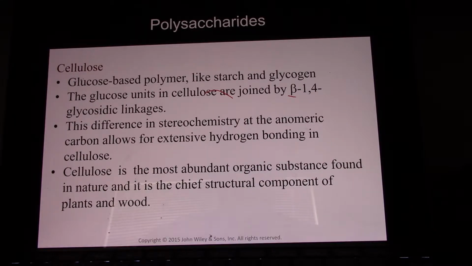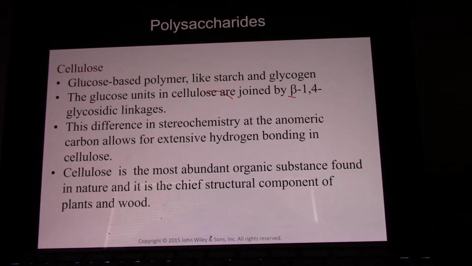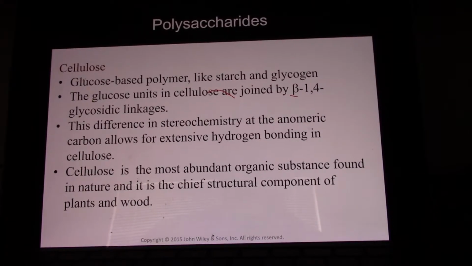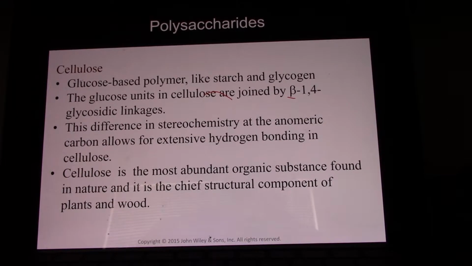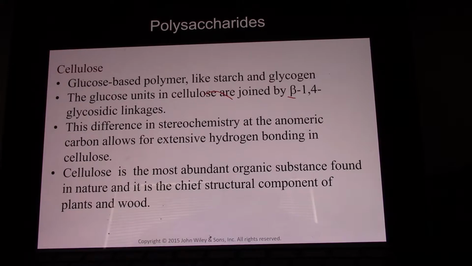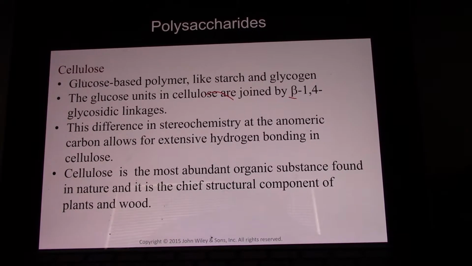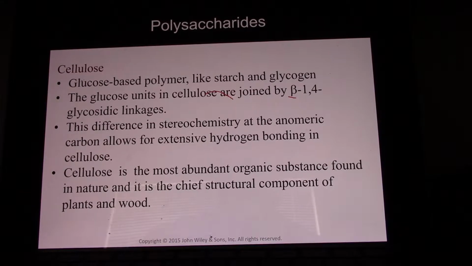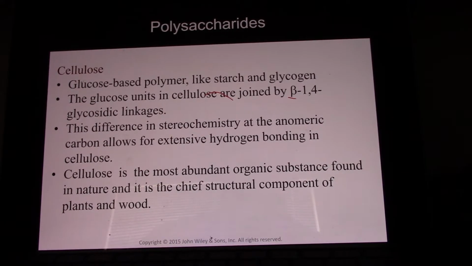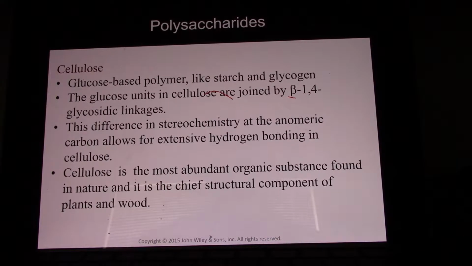wood for energy. However, termites have a protist in their gut, and that protist has a bacteria, and that bacteria can break this linkage down, and so to a termite, wood is just a big pile of starch, just like a potato is. So the difference in stereochemistry at the anomeric carbon allows for the stability of cellulose. Most organisms cannot break down those beta bonds.